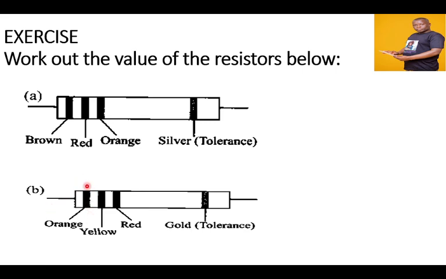You do the same for this one. You have orange, yellow, red, and the tolerance is gold. Can you go ahead and calculate the resistance of these resistors?